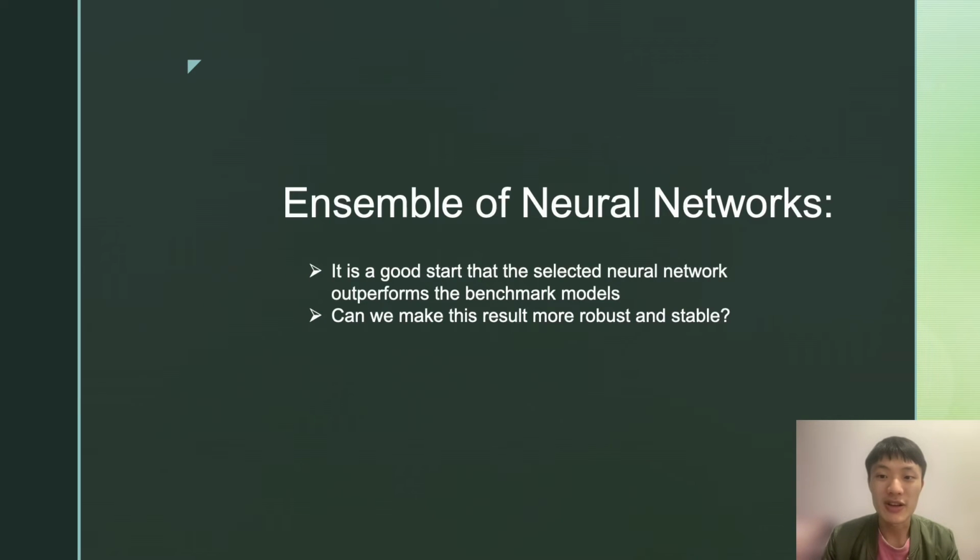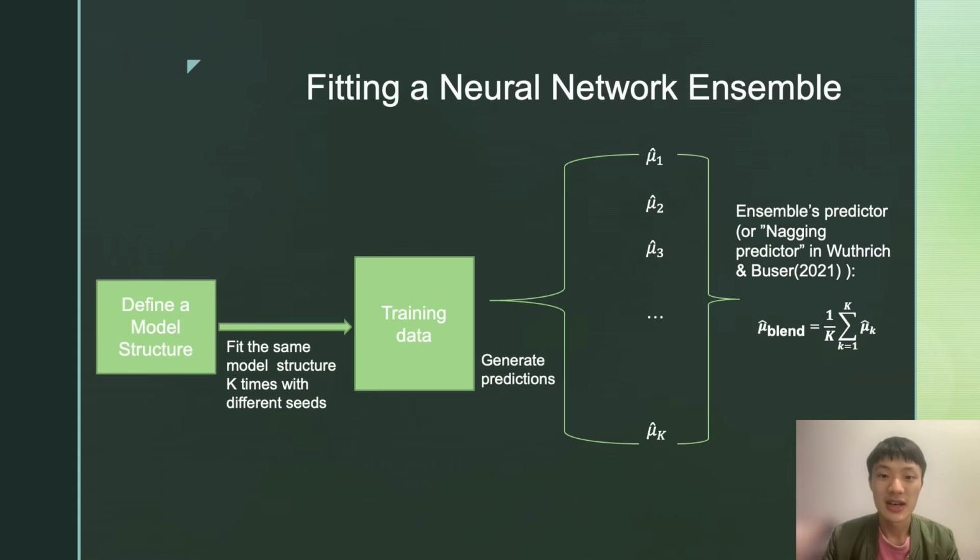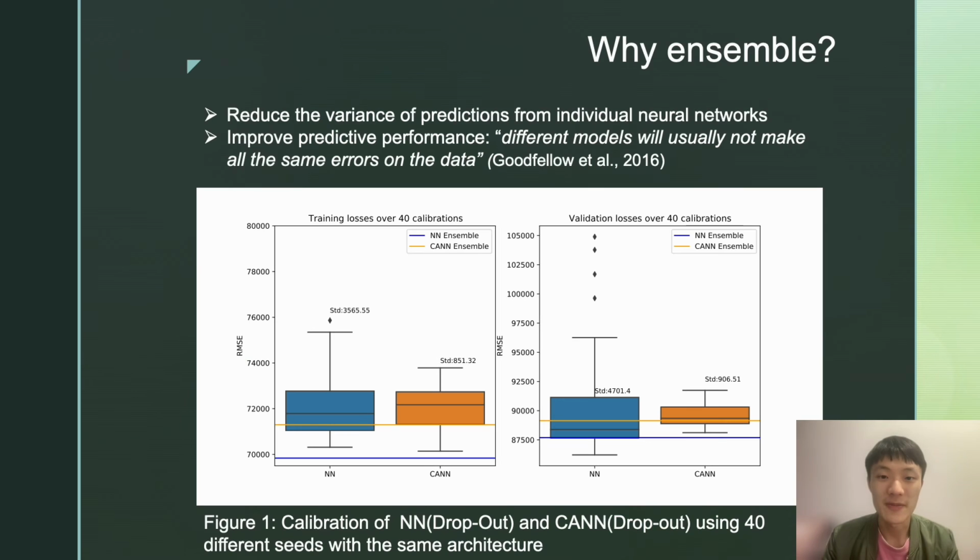But can we make these results more robust and stable? The answer is yes, by using a neural network ensemble. This idea is inspired by ensemble learning methods. For a given neural network structure, it is fitted on the training dataset k times with different seeds to obtain a total of k component models and the corresponding k predictions. The ensemble predictor can then be specified as the average of the individual predictors.